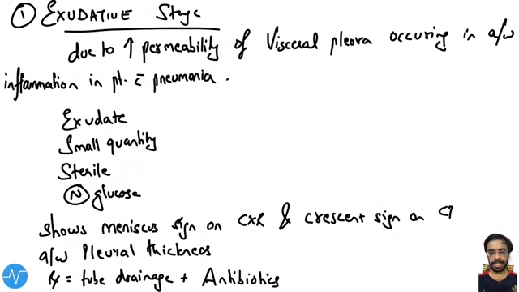And in X-ray the normal meniscus will be seen, and in CT the crescent sign will be seen. It usually, plus or minus, will be associated with pleural thickening. What will you do? You will do an ICD drainage and give an antibiotic.